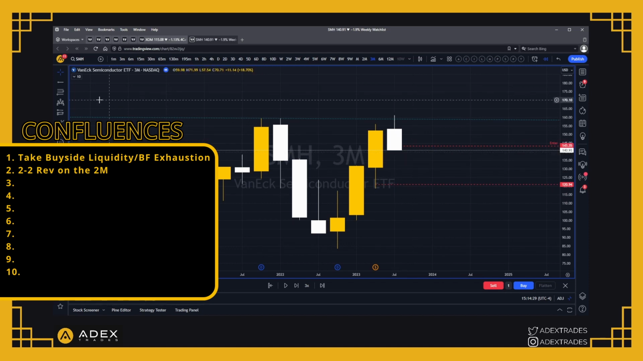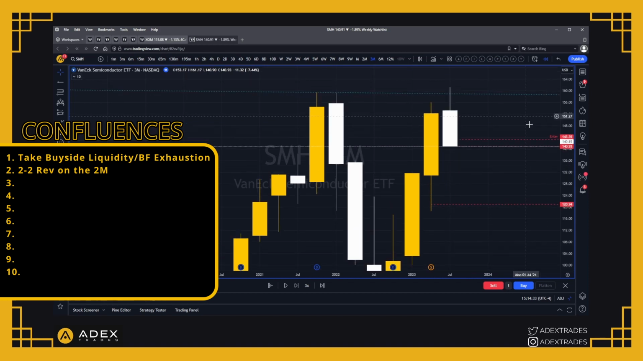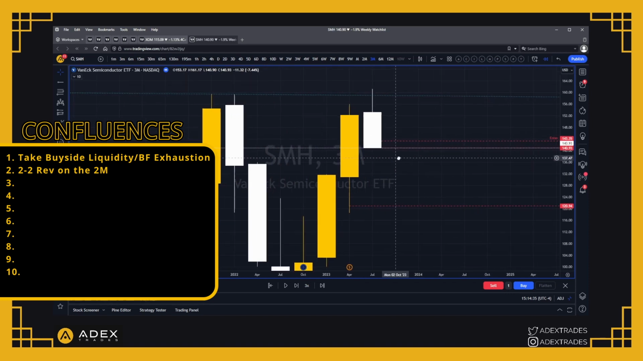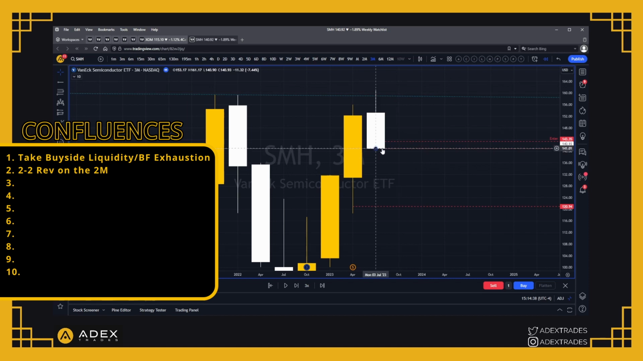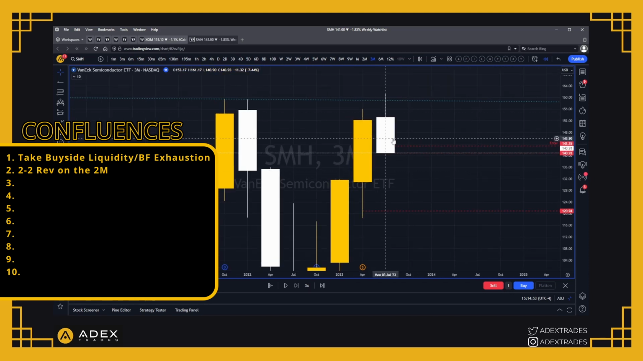Do you see how the likelihood of you triggering a 2-2 reversal to the downside on the quarter is significantly higher at this level, because you're literally closing at the low of the quarter, right? So because we're closing at the low of the quarter, next day we're literally 1 cent away from triggering 2 down on the quarter, right? And so what would that trigger? That would trigger a 2-2 reversal on the monthly.